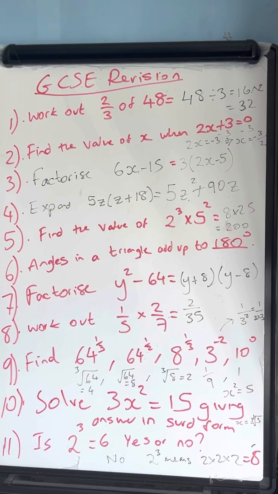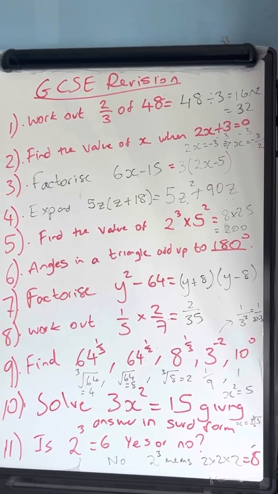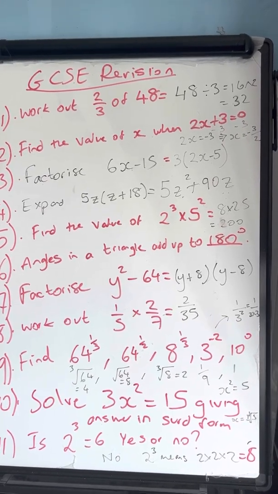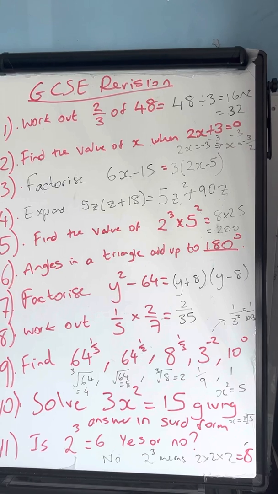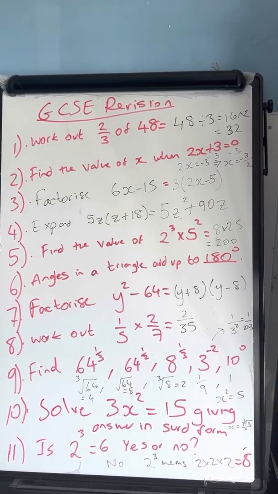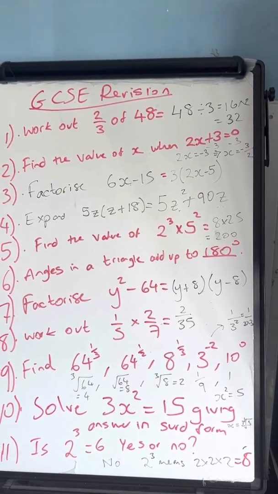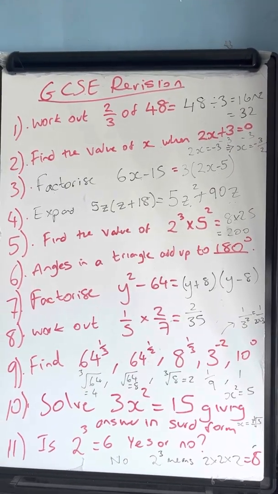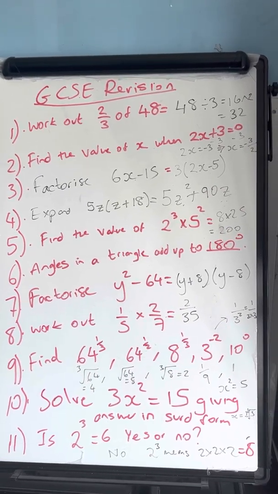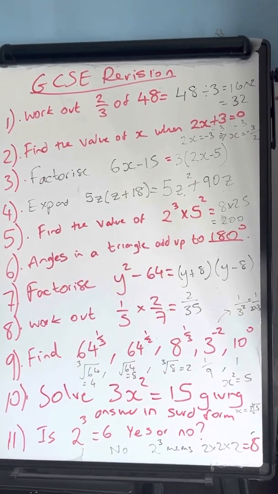This is question number 11. Is 2 cubed equal to 6? Yes or no? The answer is no, because 2 cubed, or 2 to the power of 3, means 2 times 2 times 2, and not 2 add 2 add 2. So 2 to the power of 3 means 2 times 2 times 2, okay? Just to be explicitly clear, because I have seen those sort of questions just pop up, where it says, is 4 squared equal to 8, okay? So make sure that you are happy with those.